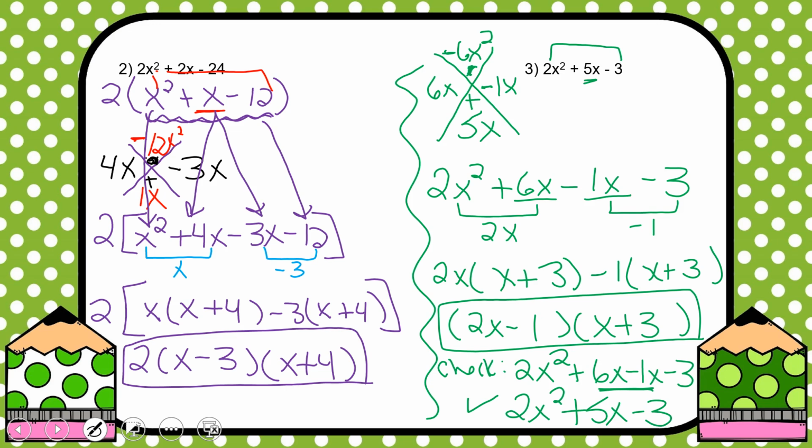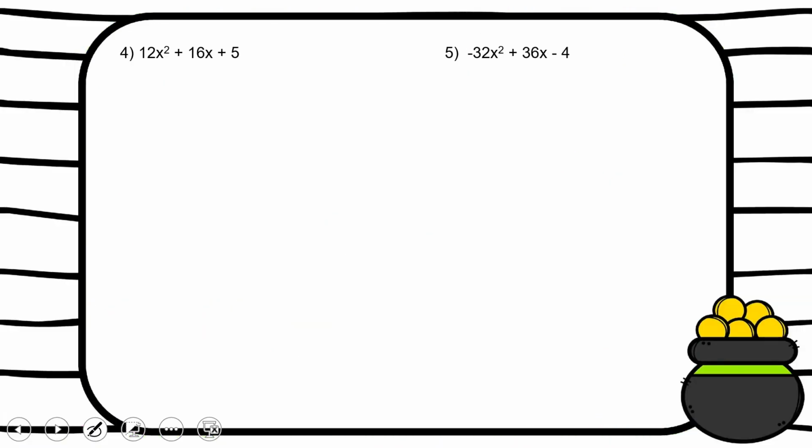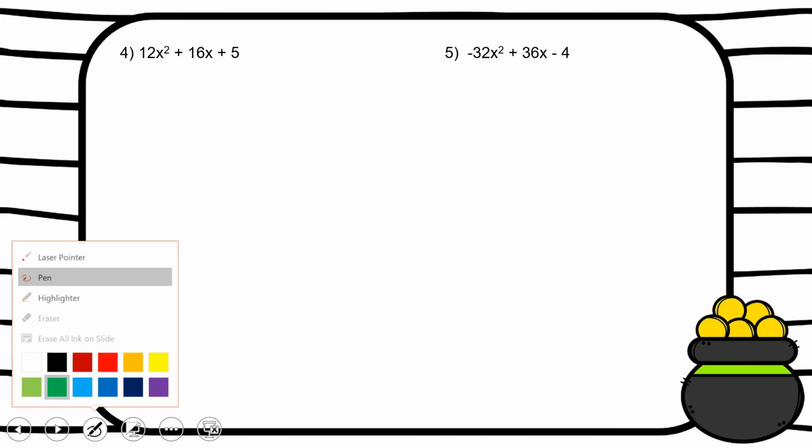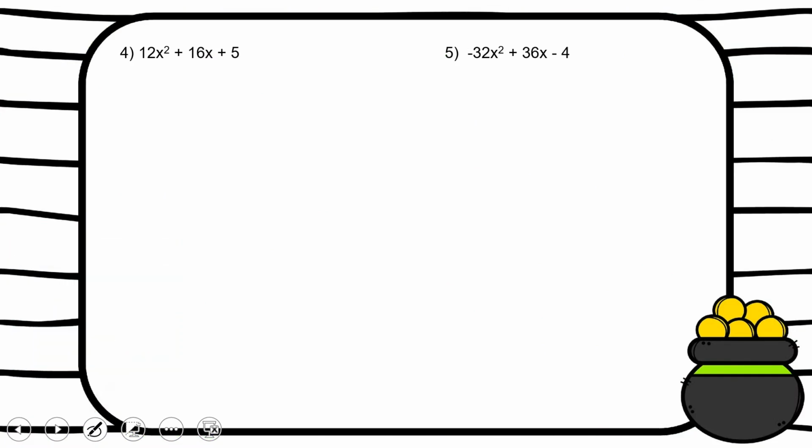All right, we've got two more. We'll kind of go through quickly. If you're doing this at home, pause the video and try these on your own, and then you can always hit play if you get stuck or if you want to check your answer. Okay, on 4, there's no GCF. So we're going to go straight to our big X.